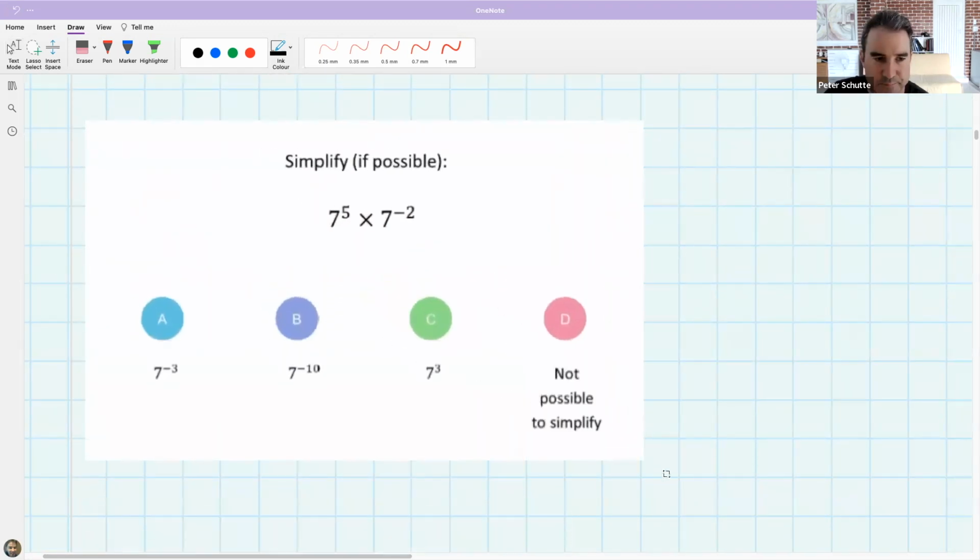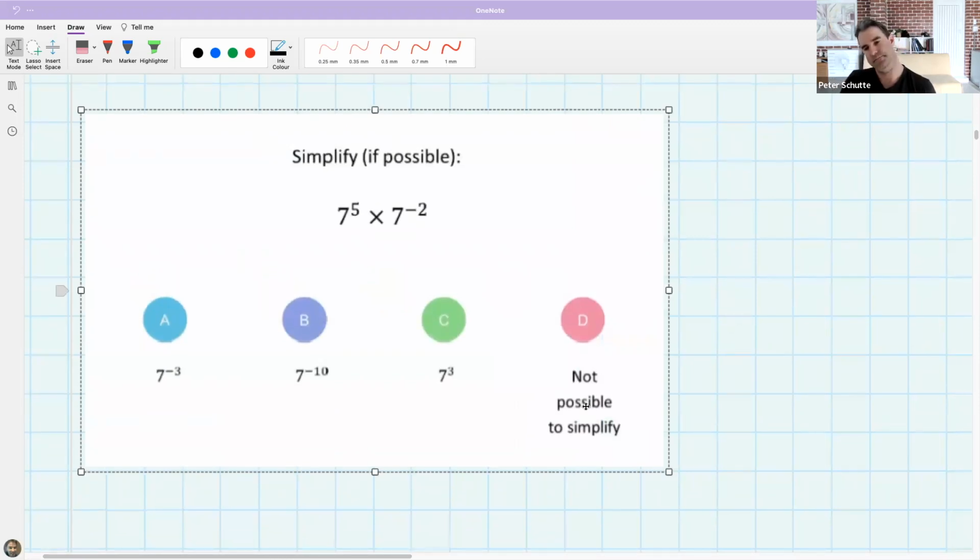Next question. What is 7 to the power of 5 times 7 to the power of minus 2? So ask yourself, what laws are applicable and how do I apply them?